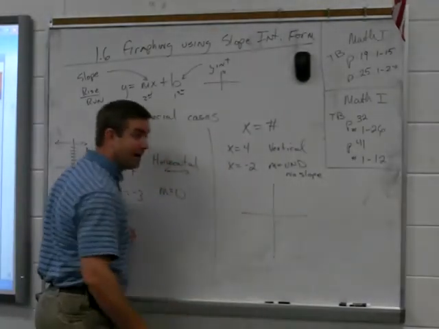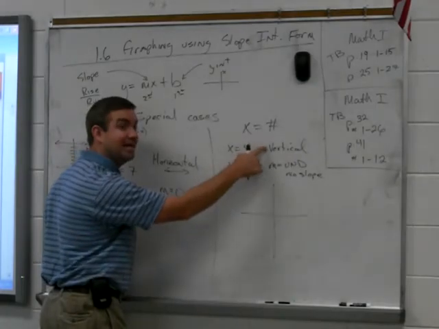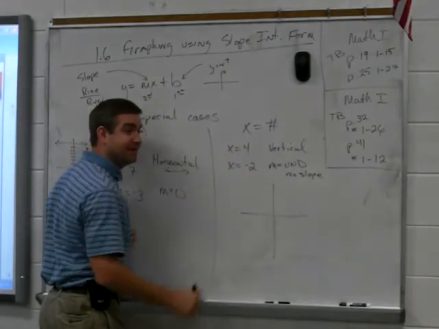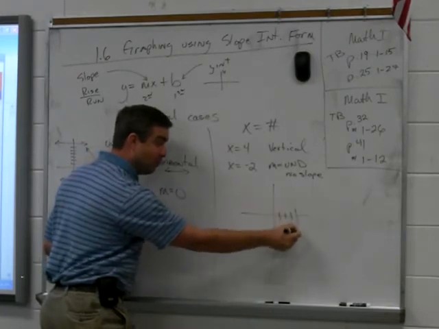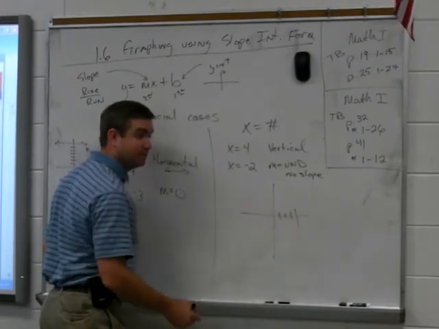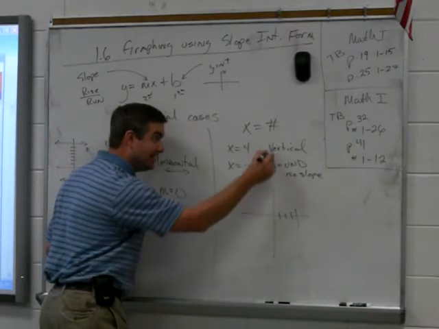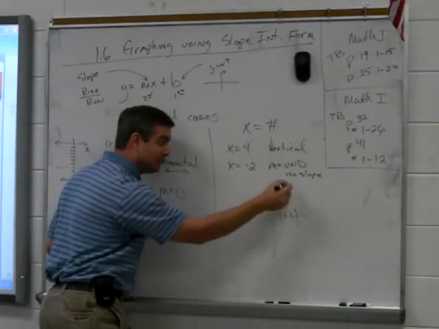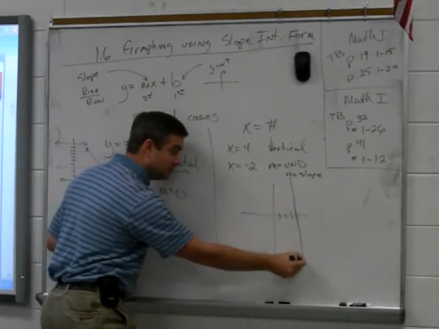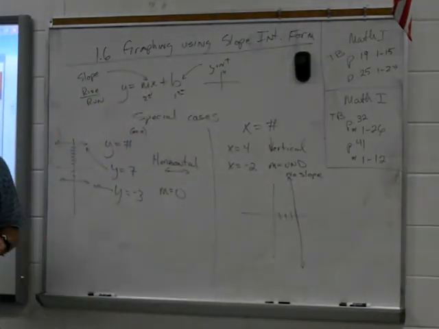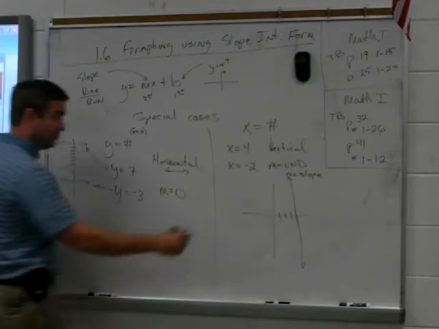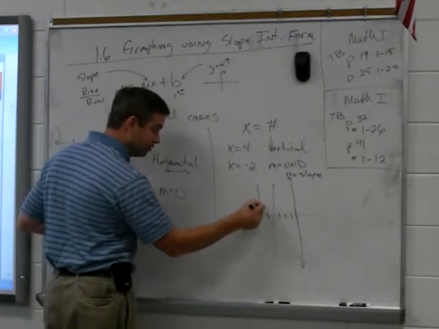X equals 4. How do I graph x equals 4 if I know that it's a vertical line and it has undefined slope? Go to the right, 1, 2, 3, 4, and then what do I do? I draw a vertical line. I need to know that vertical is up and down. Straight up and down. There and there. How about x equals -2? How would I graph that? Go to the left 2, and then draw a vertical line.